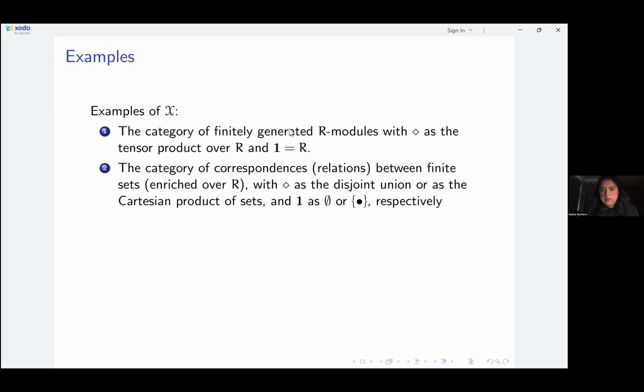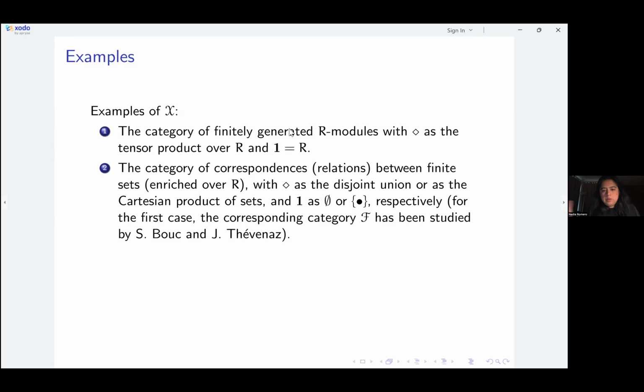And so we can consider these two monoidal structures, but what has been studied is the first case, when we consider the tensor product to be the disjoint union. For this case, the corresponding category of functors has been recently studied by Serge Bouc and Jacques Thévenaz. They have done a series of papers where they study the structure of this category F, simple functors, etc. So this is one example of the situation, but the example I'm interested in myself is the biset category.